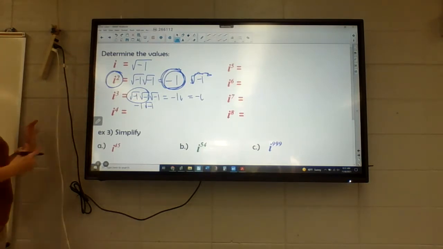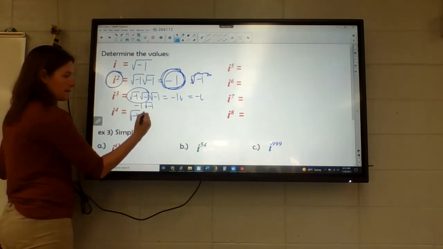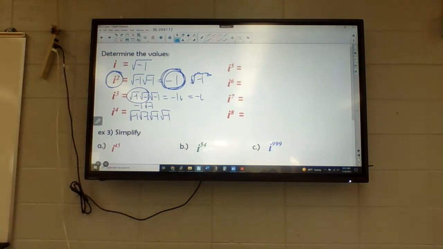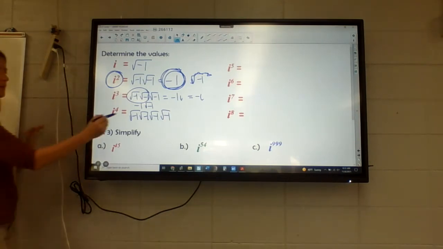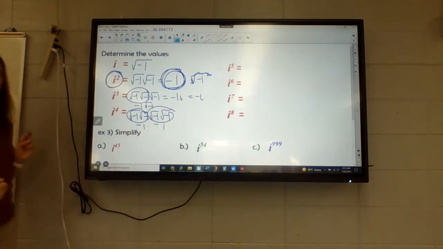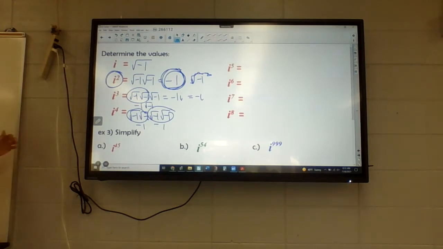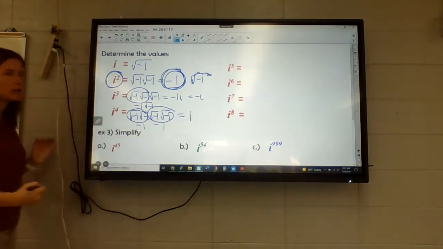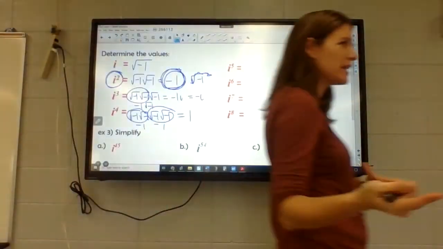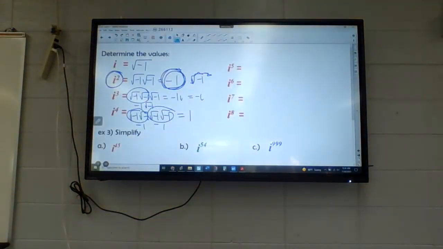And then i to the 4th power. We learned that two of them equal -1. What's -1 times -1? 1. So i to the 4th will be 1. You might say, well, that sounds more important than i squared equals -1. But i squared equals -1 is going to come up an awful lot in what we're doing. Again, your calculator should do this for you if you're in that imaginary mode, I believe.